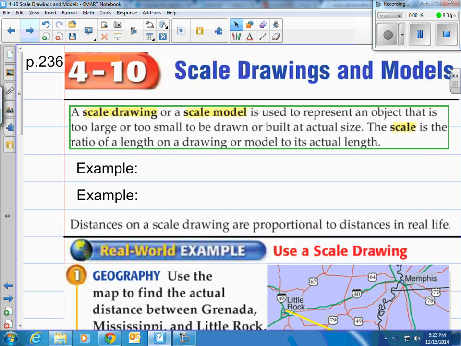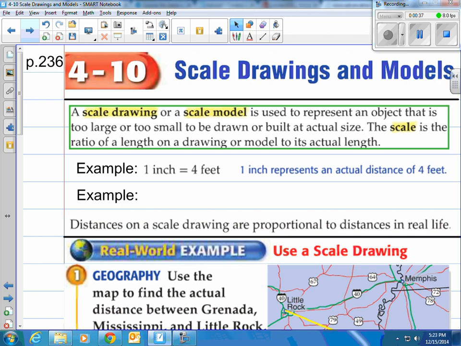Scale drawings and models, or what we like to call scale models, are used to represent an object that is too large or too small to be drawn or built at actual size. The scale, which we'll be talking about today, is the ratio of a length on a drawing or model to its actual length. And there's a couple examples they have here. You might say that 1 inch on the model is 4 feet in real life, or 1 unit represents an actual distance of 30 units. This one is the one that doesn't have units on it.